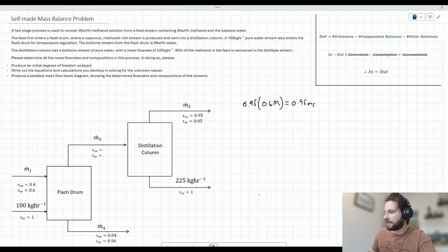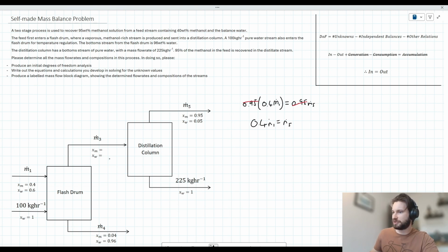And conveniently, we've got 0.95s on both sides of our equation here that we can just cancel, right? We can divide both sides by 0.95, and that leaves us with 0.4 M1 equals M5, which is a nice and simple mathematical idea. Okay, reading the rest of the problem, it says, please determine all the mass flow rates and compositions in this process.